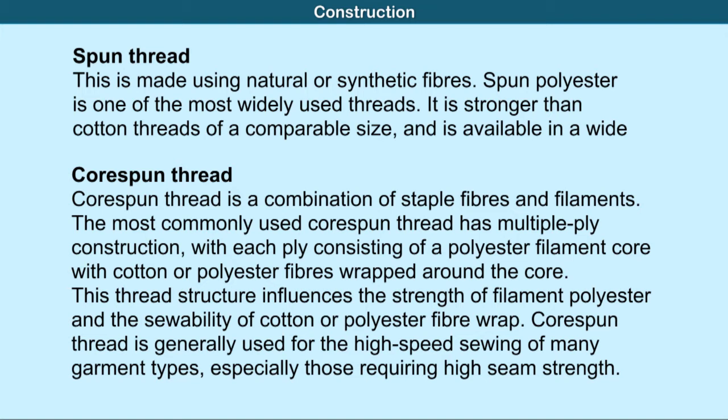This thread structure influences the strength of filament polyester and the sewability of cotton or polyester fiber wrap. Core spun thread is generally used for high speed sewing of many garment types, especially those requiring high seam strength.